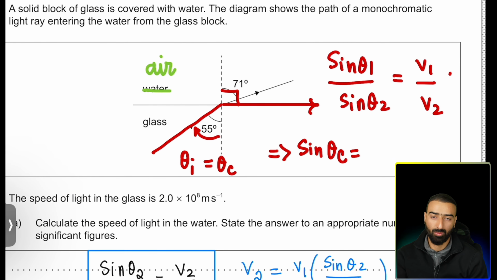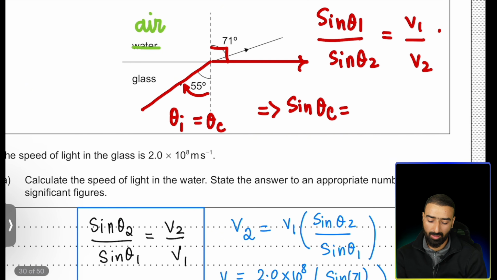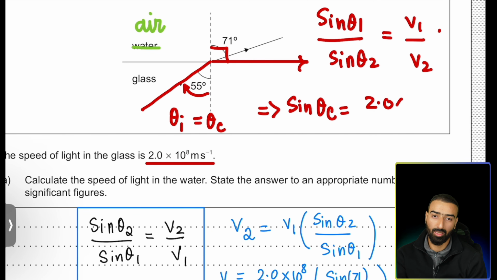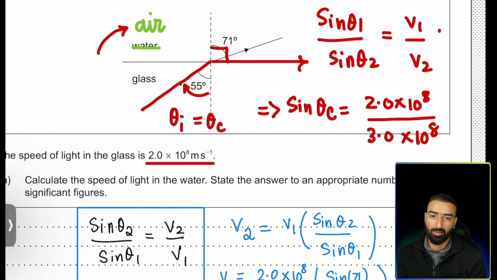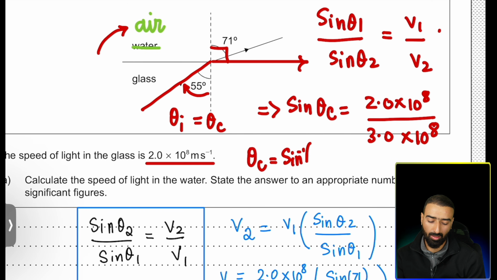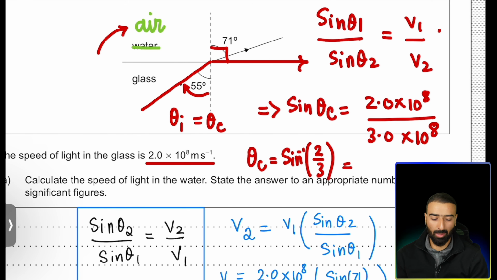V1 over V2. How much is V1? V1 is the speed of light in glass, which is 2.0 × 10^8, and V2 is the speed of light in air, which is a constant, 3.0 × 10^8. From this equation, we can figure out theta c. That would be sine inverse of 2 over 3. Let's plug this into a calculator and see what we have. This turns out to be about 42 degrees.